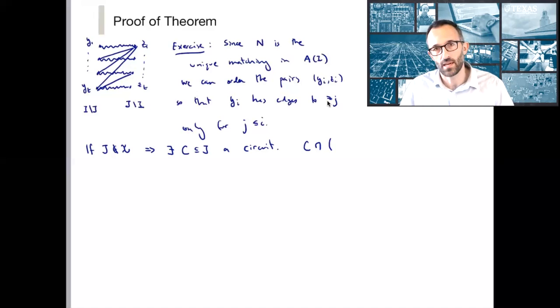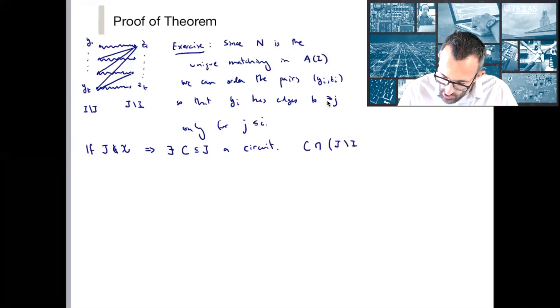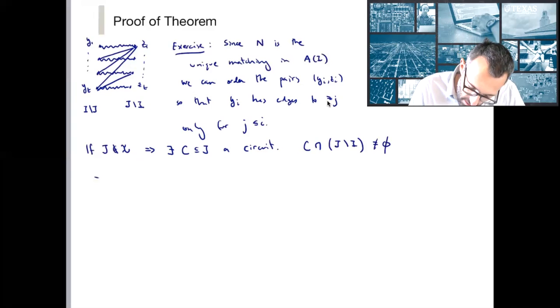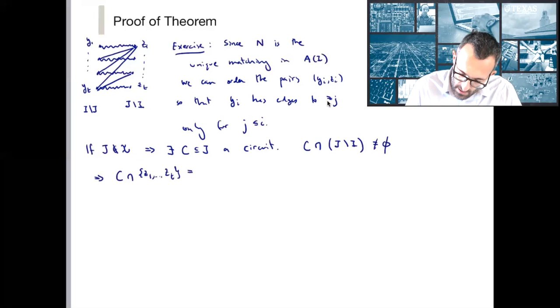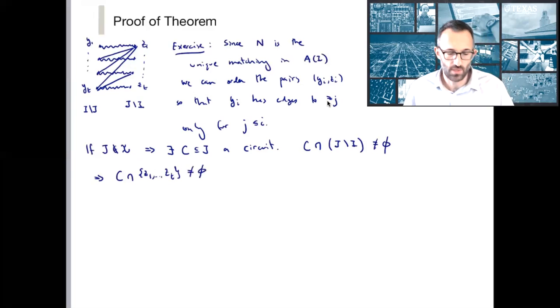The circuit C can't be entirely contained in the nodes of J that are also in I. That's obvious because I is assumed to be an independent set. So in other words, C has to have some intersection with these nodes here on the right, again just because I is an independent set. So that means that C intersected with all the nodes that I wrote on the right here, Z1 to ZT, is not equal to the empty set.